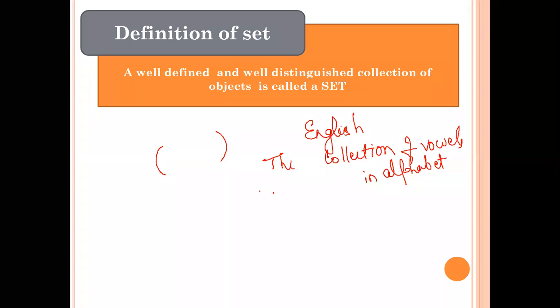So collection of vowels anta helidre yavadella letters barutte? English alphabet alli totally there are 26 letters. Out of that, which are the vowels? A, E, I, O, U, correct? So this is nothing but a set, correct? Because A, E, I, O, U ge one special characteristic ide. What is that? They are vowels, correct? So a set is nothing but a well-defined and well-distinguished collection of objects.